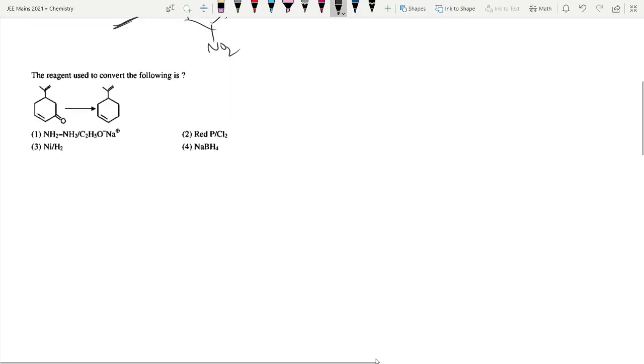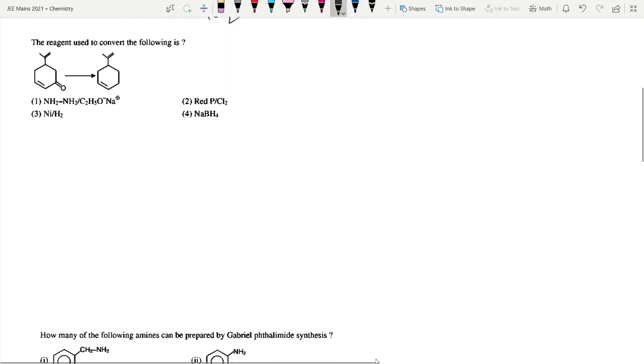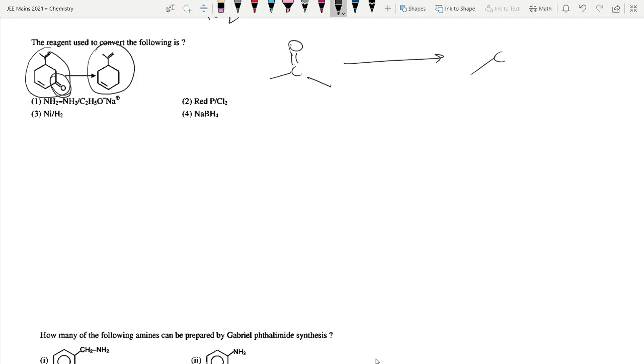Then let's take a look at this second question. The reagent used to convert the following. So this is something which is getting converted into this thing, and what you see here is that the carbonyl group is getting reduced to a CH2 group. For this, you must have studied in the aldehydes and ketones chapter that you can either use Wolff-Kishner reduction, which is under basic conditions, or you can also use Clemmensen reduction.